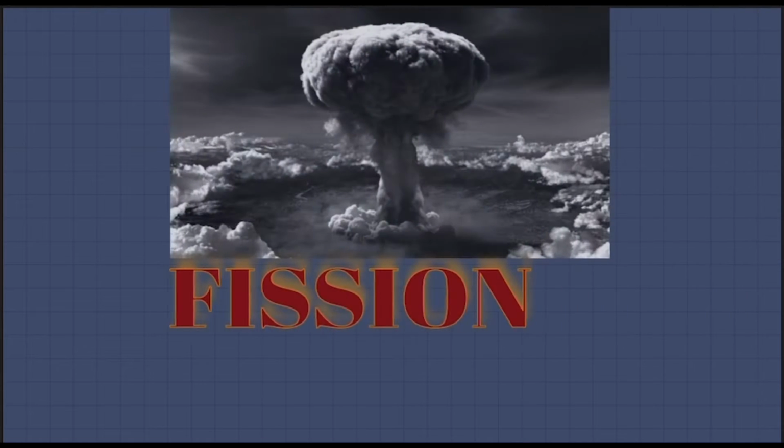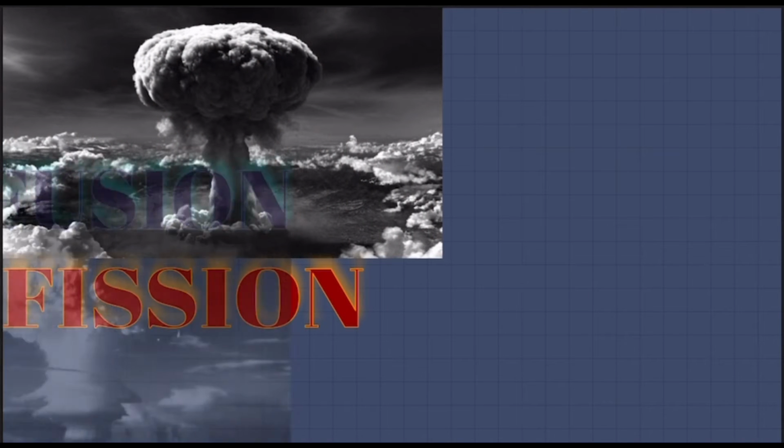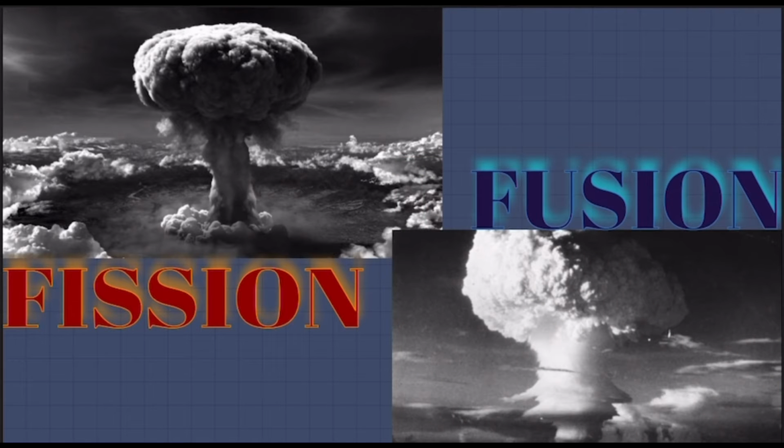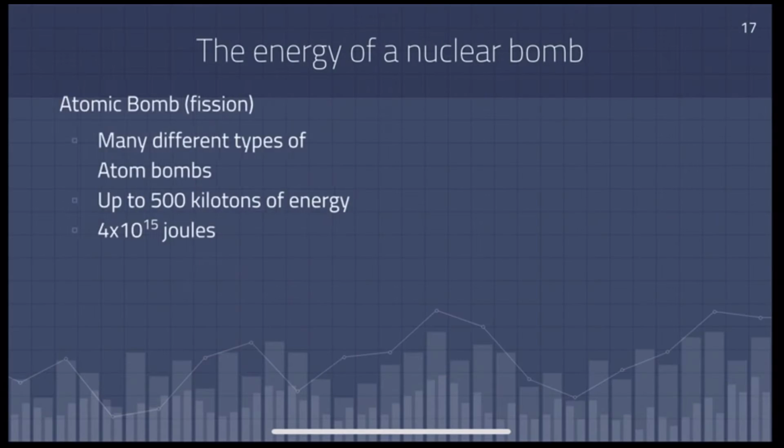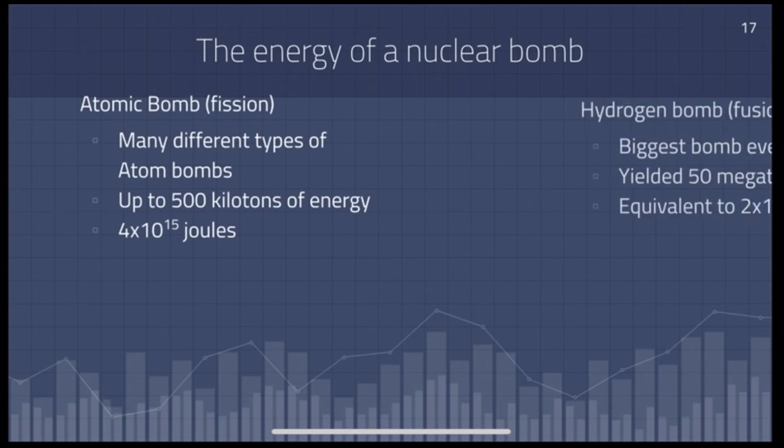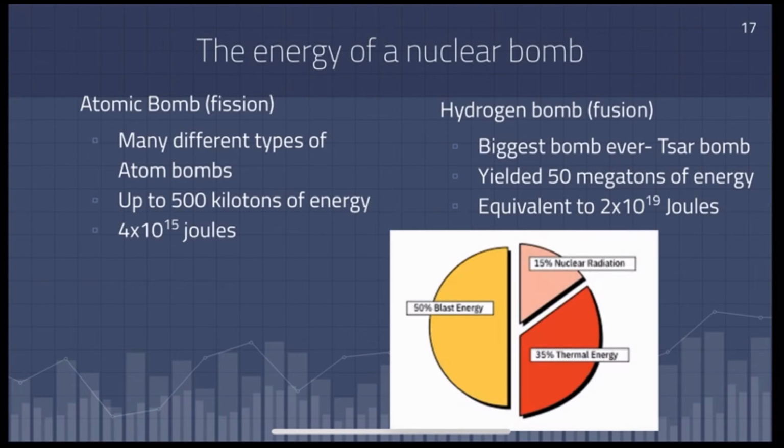Whether the bomb relies on fission, like an atomic bomb, or fusion, like a hydrogen bomb, an incredible amount of sound, energy, and radiation is released. Types of nuclear weapons: atomic bombs and hydrogen bombs. The atomic bomb is powered by fission, while the hydrogen bomb is powered by fusion. While they are usually interchangeable when referred to in conversation, there is a big difference between the two.